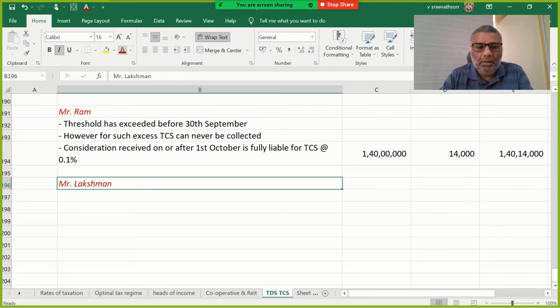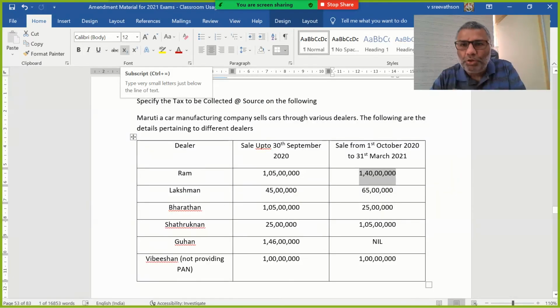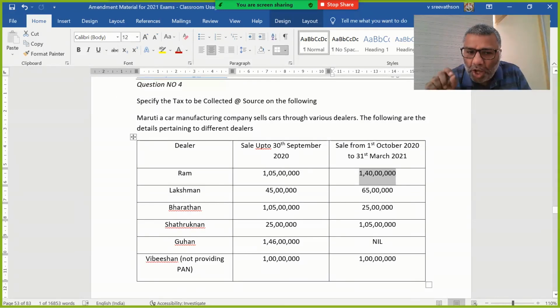Sir, here Ram, Lakshman are dealers and we are assuming sale to a single buyer, is it? No, sir. This is from a company to the dealer, where 206C(1H) is applicable. What you are saying is from a dealer to a customer. Here I am only talking about dealer. So only 206C(1H) is applicable. Oh, okay, sir. Thank you.